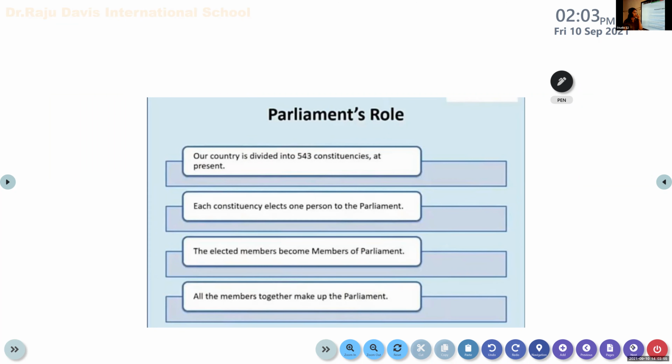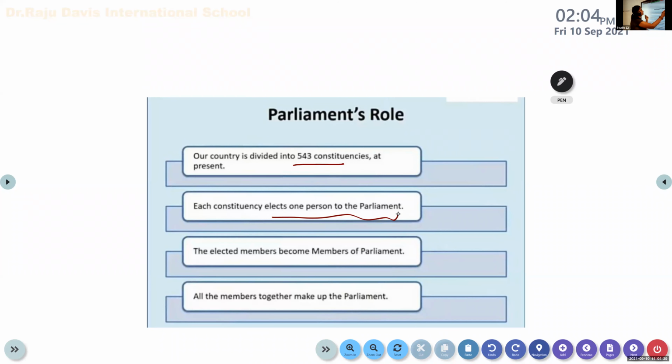Now children, our country is divided into 543 constituencies at present. That means total India is divided into 543 constituencies. From each constituency, the political parties of that area will contest for the election, and the person who scored the maximum votes will be elected as the MP. The elected members become the members of the Parliament.